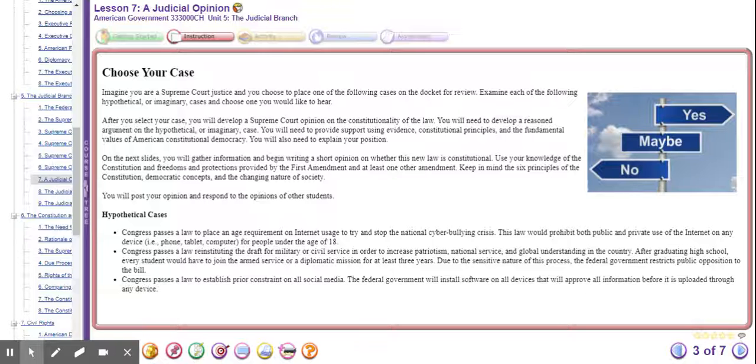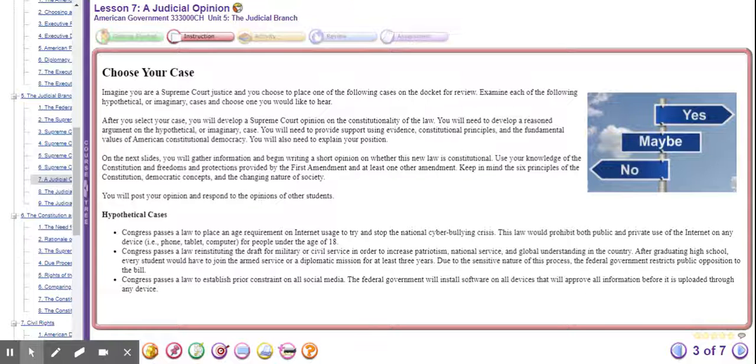How about this one? Congress passes a law reinstituting the draft for military or civil service in order to increase patriotism, national service, and global understanding of the country. After graduating high school, every student would have to join the armed forces or a diplomatic mission for at least 3 years. Due to the sensitive nature of this process, the federal government restricts public opposition to the bill. All right, these are hypothetical. They're not real, but what if? And what if that went all the way to the Supreme Court? Would that be legal? Would that not be legal?